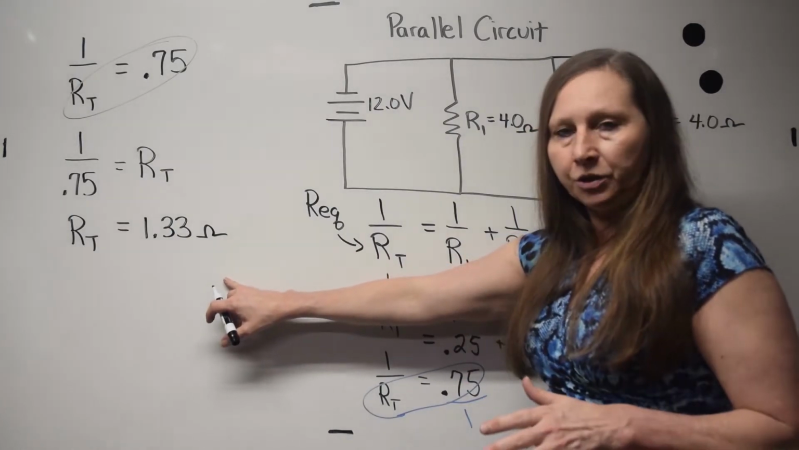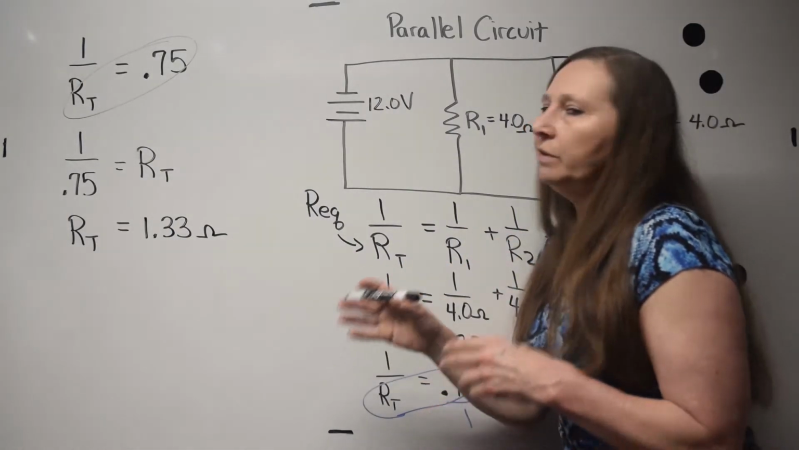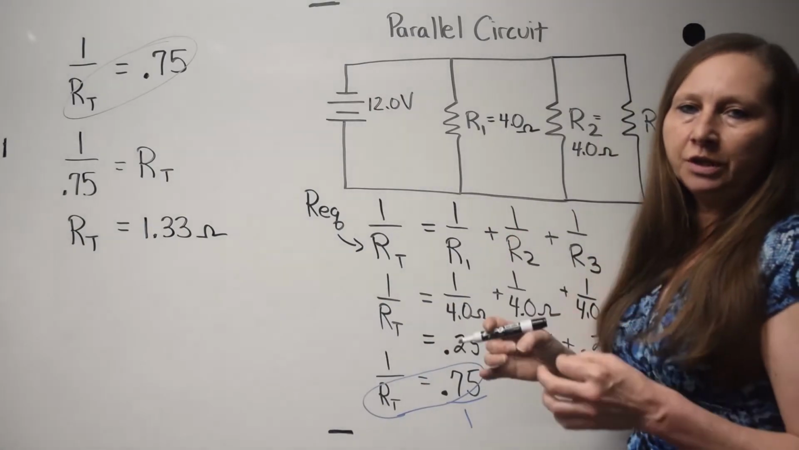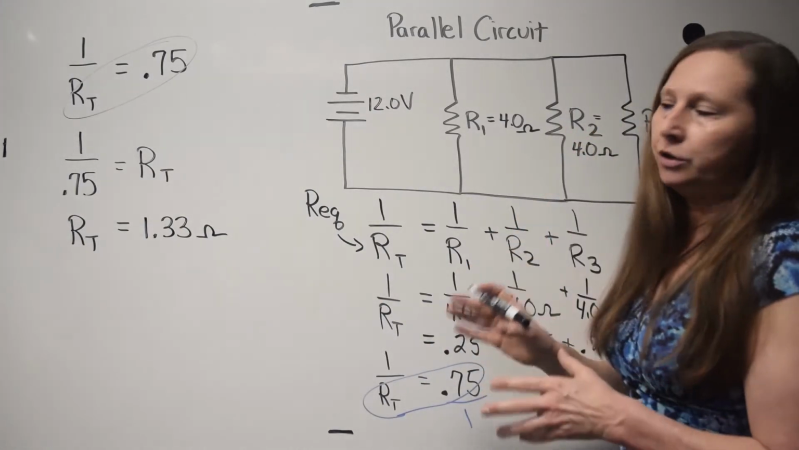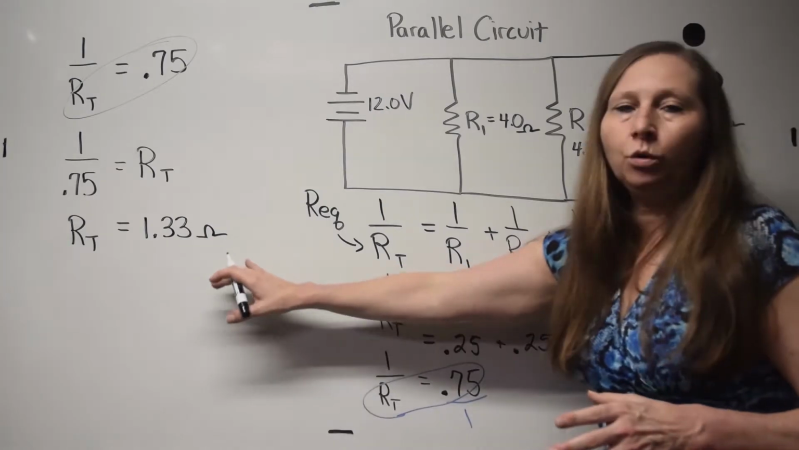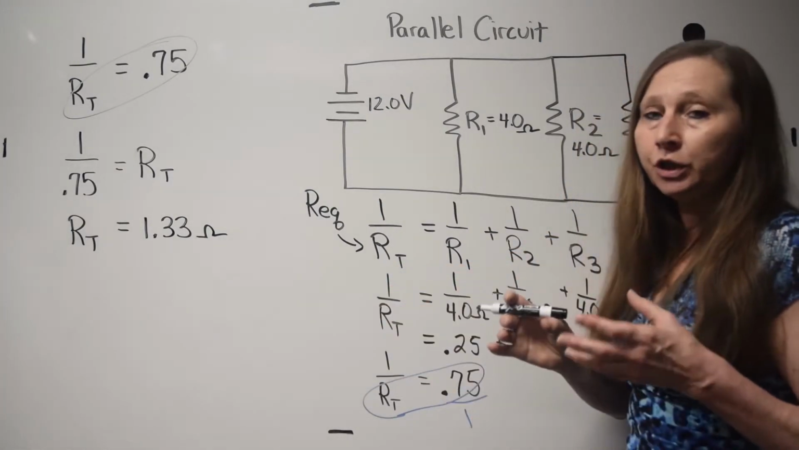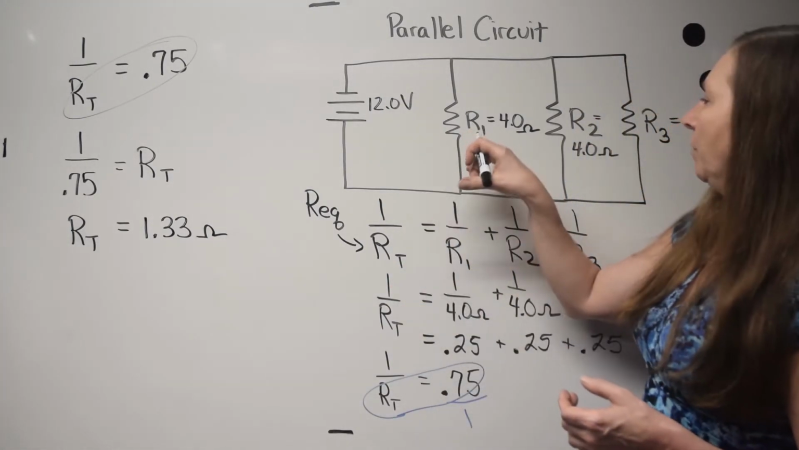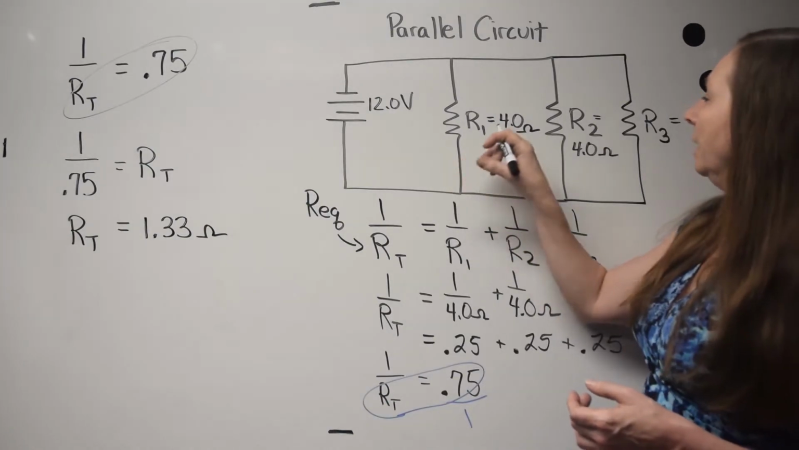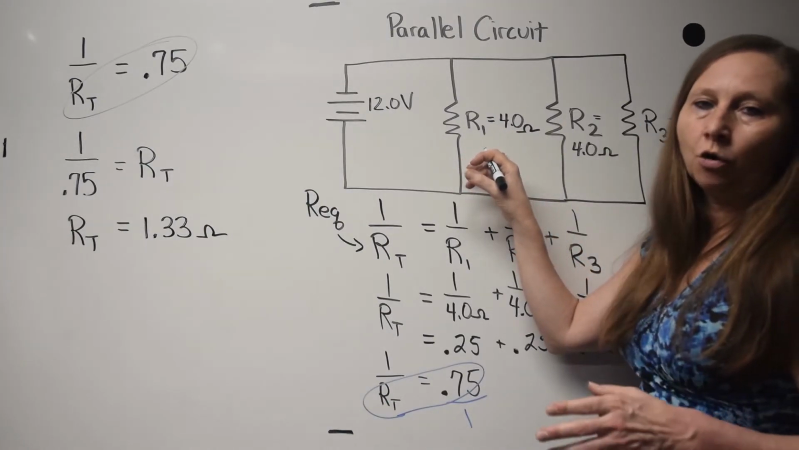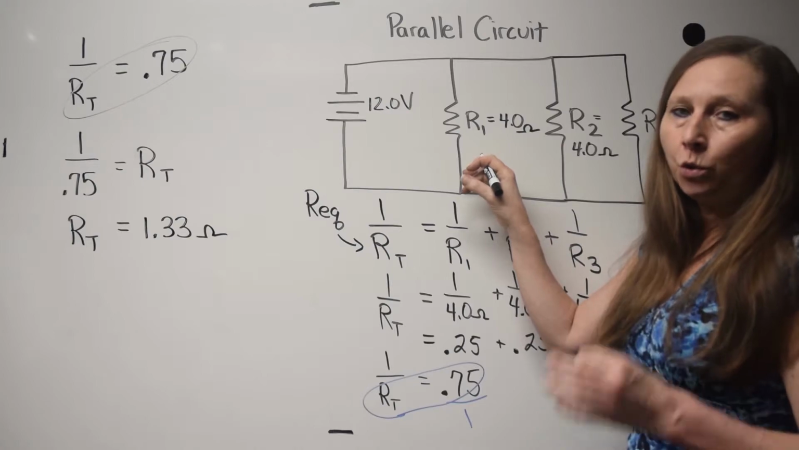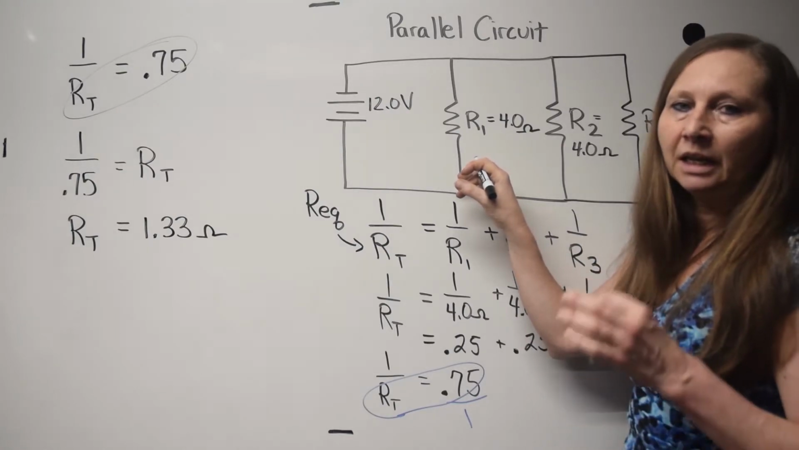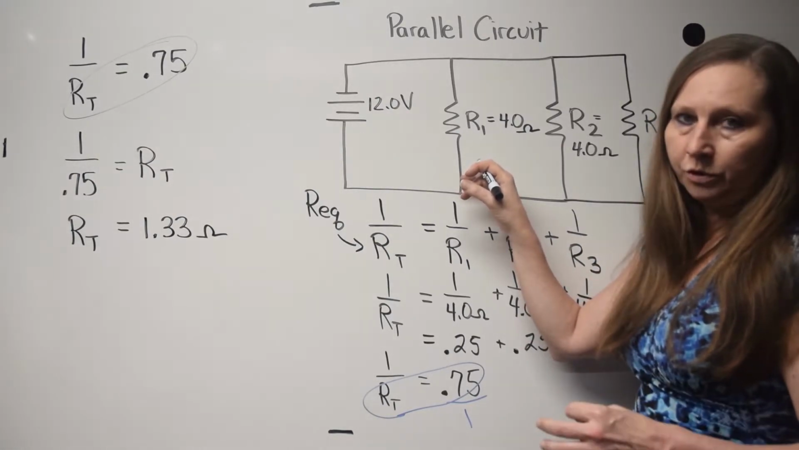And what you notice is that when you calculate the total resistance of a parallel circuit, the total resistance is going to be smaller than the smallest single resistor. Now these are all the same, they're all 4 ohms. So the bottom line is the total resistance must be less than 4 ohms.